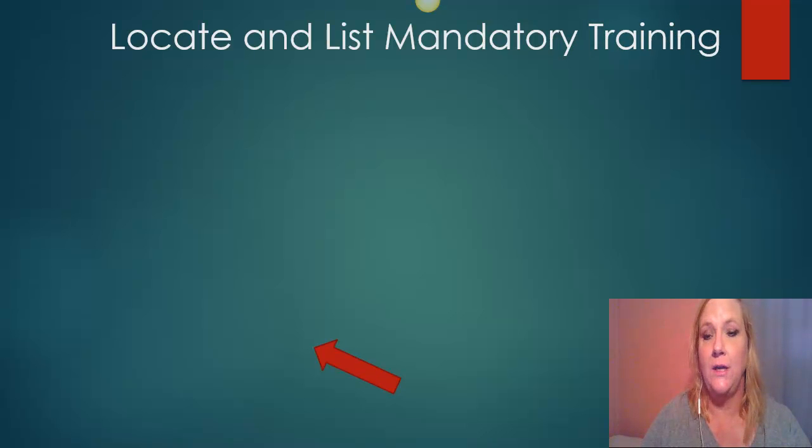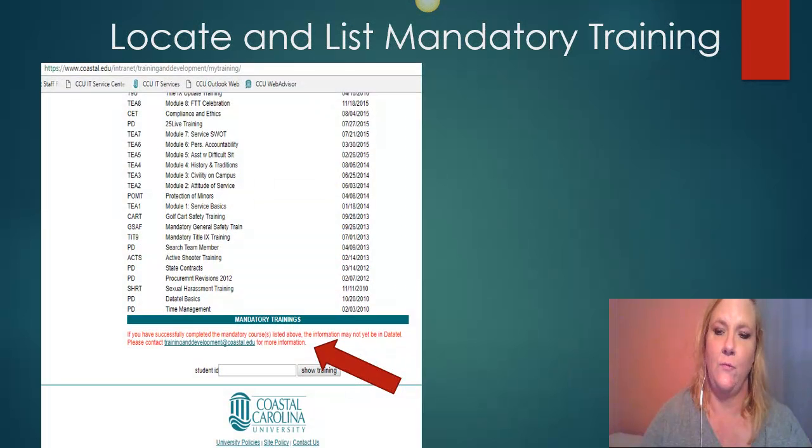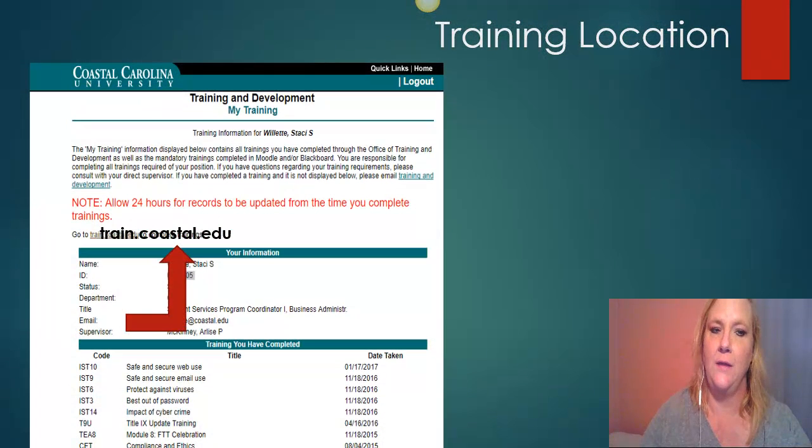It will ask you to log in again with your username and password. Once in the training page, you will see a list on the bottom of the page in red of the mandatory training that you must complete. Please either print this page or know all of the titles that are listed here. This will be important once you go into the actual modules. And then you will scroll to the top of the page and locate the link train.coastal.edu.